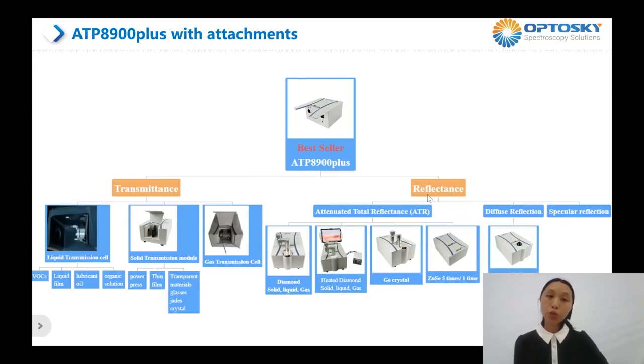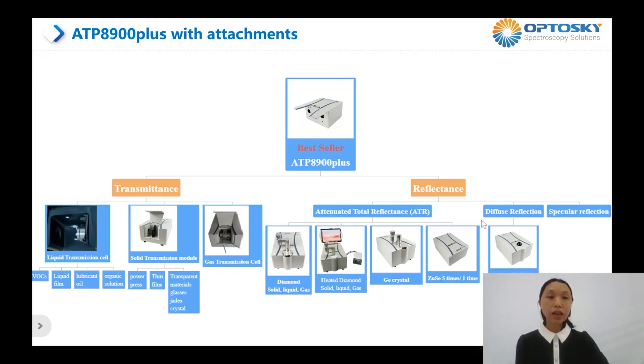But we also use a lot of reflectance mode. Attenuated total reflectance, ATR attachments are the most popular, especially diamond, which is durable to use and can measure solid, liquid, and gas. For heated diamond, we sold a lot to measure heavy oil, and as mentioned, germanium crystals can measure soft samples in black, and zinc selenide crystals.